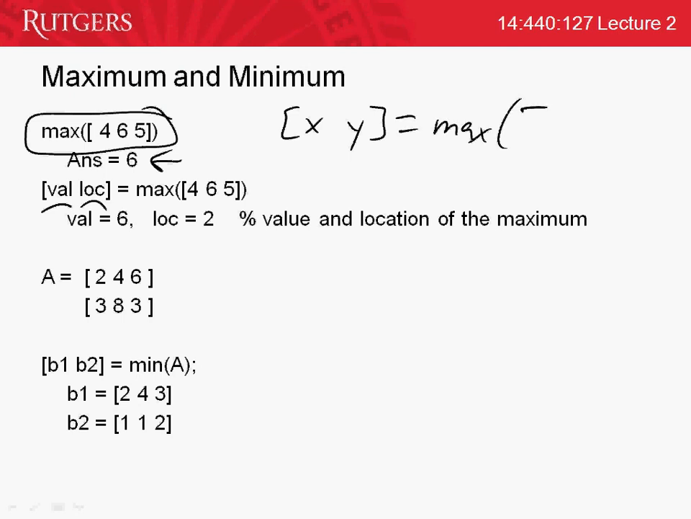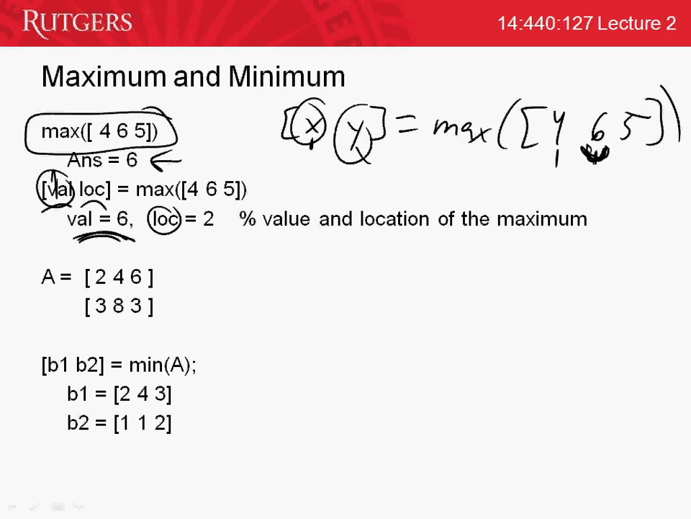What we're doing is the first answer is going to be, so here X or value, whatever you want to call your first variable, that's going to tell you the largest element, so 6. The second answer we're requesting is going to tell us the location. So in this vector, notice it's the second element. So the second element is the largest. So here the location, or Y, is going to be 2 for the second element. Okay. And it works similarly with matrices, except it does it for each column.